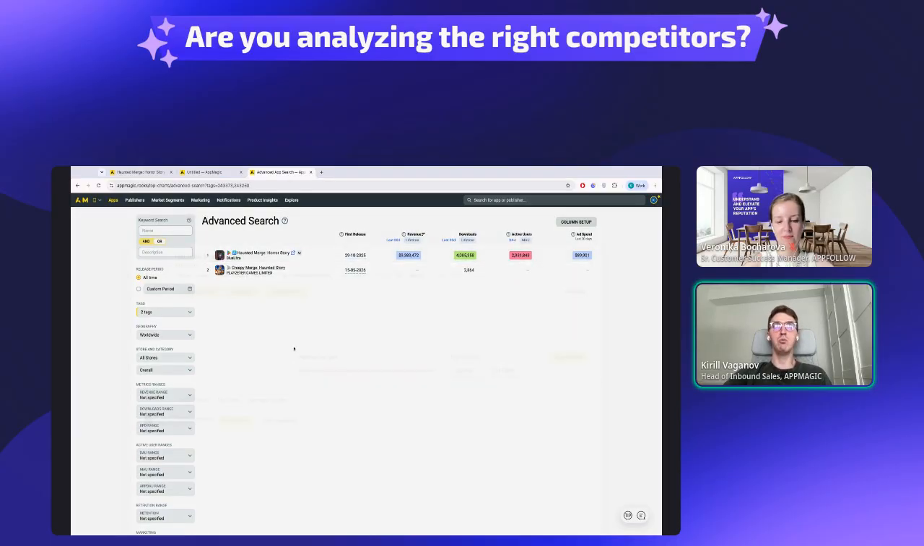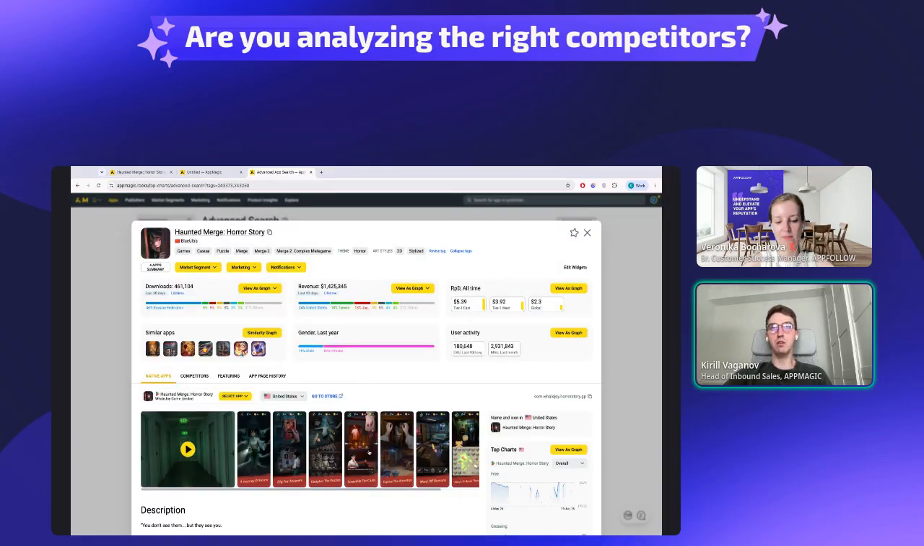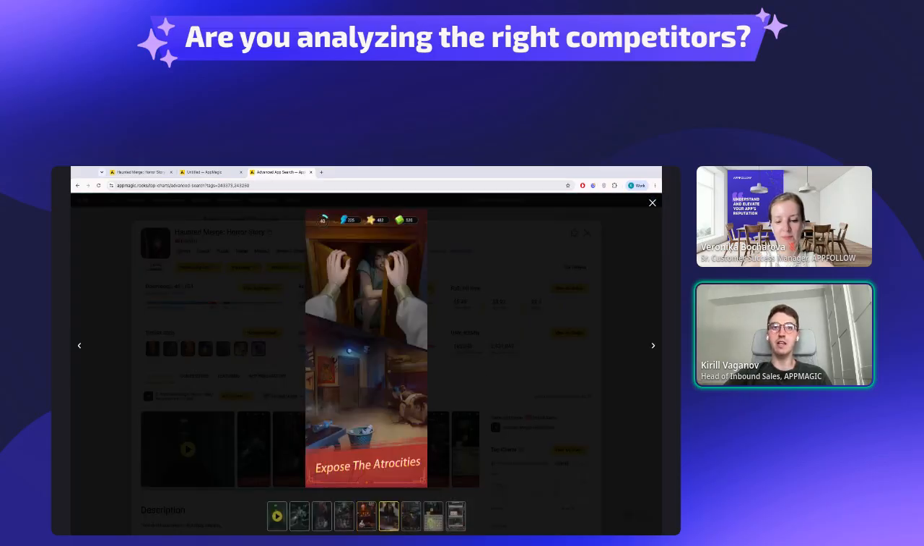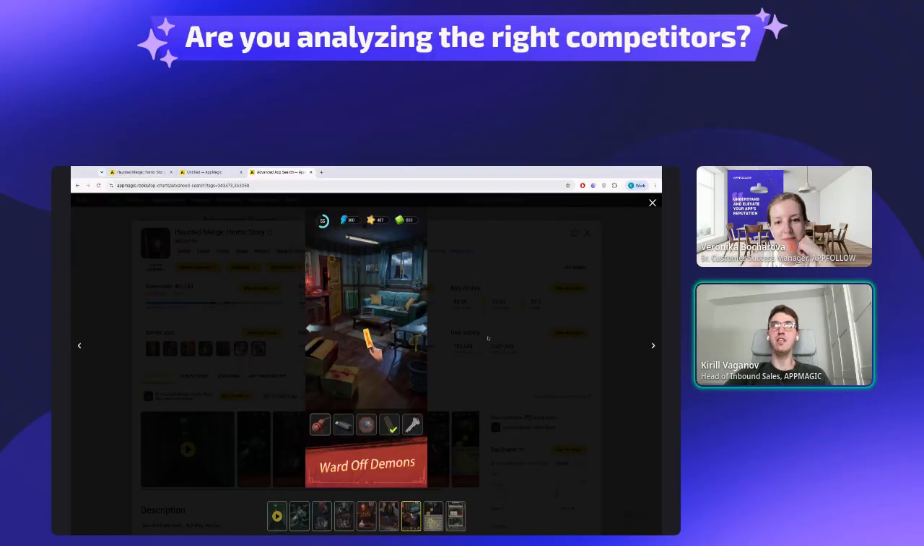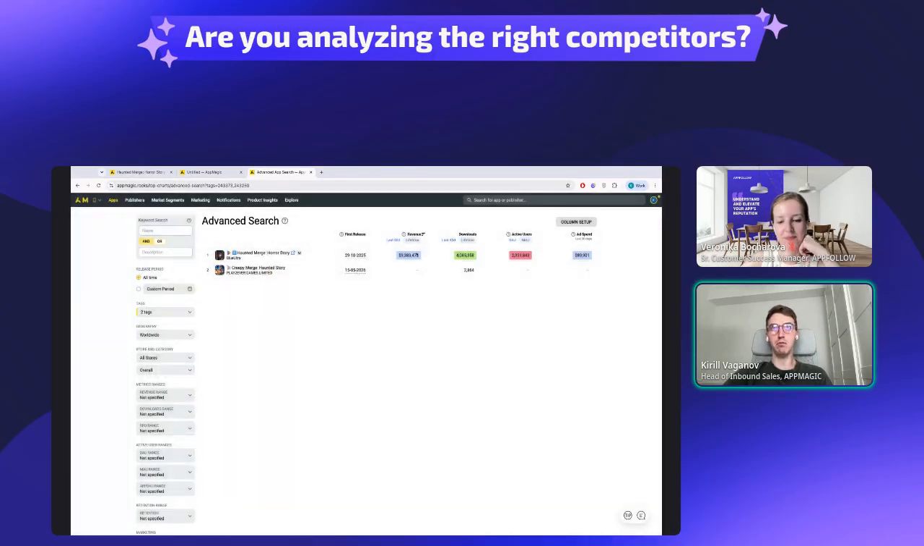But then these guys took a bold move, and they were like, we're going to make a merge game where you still have the elements of clue finding, exposing the atrocities, and warding off demons and whatnot. And it paid off. It actually works for them. Which, again, just like we said many times today, highlights the importance of being able to find the right competitors, because it's not always on the surface. Sometimes you have to dig a little bit deeper into the data, into the market, into the industry, to find what will be the right set of competitors for you. So yeah.